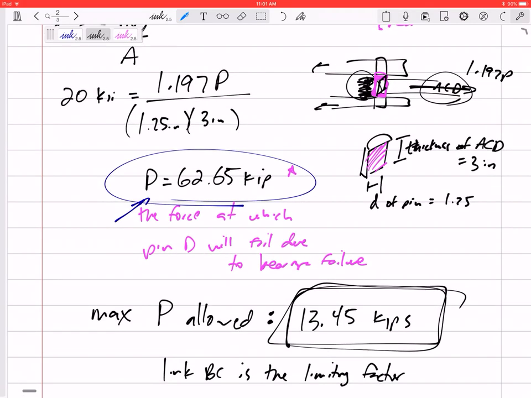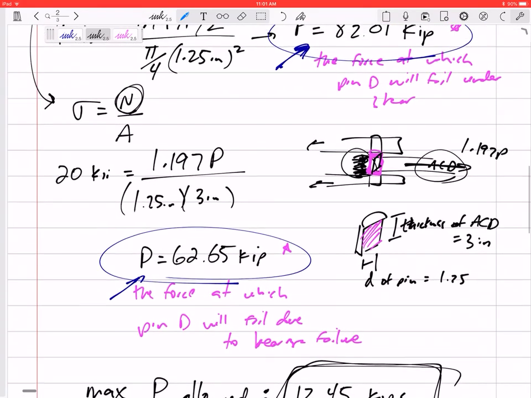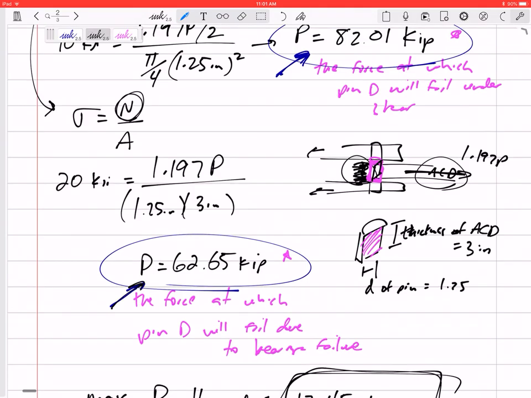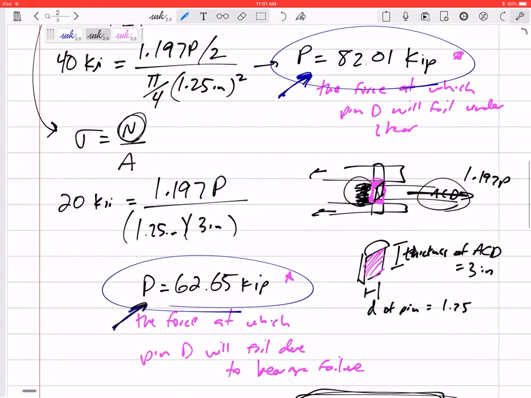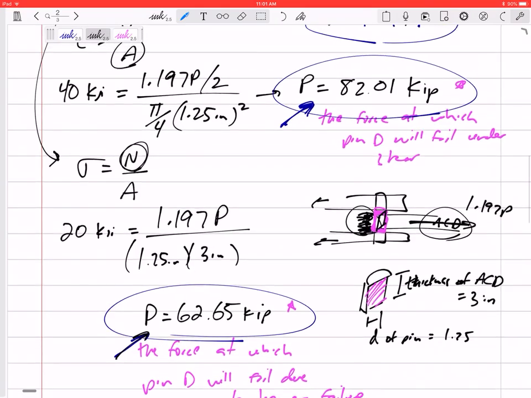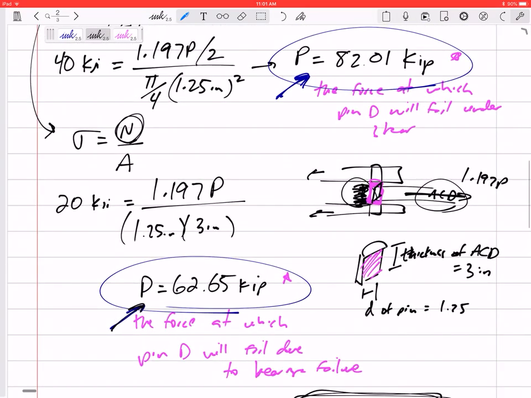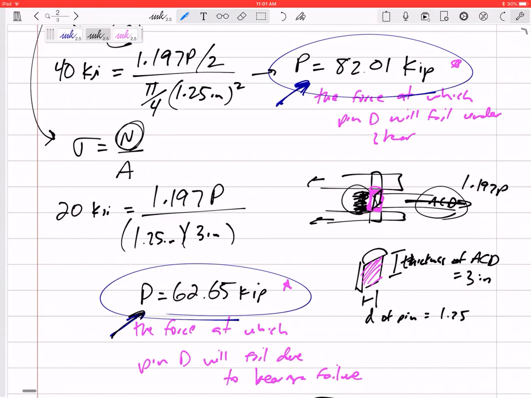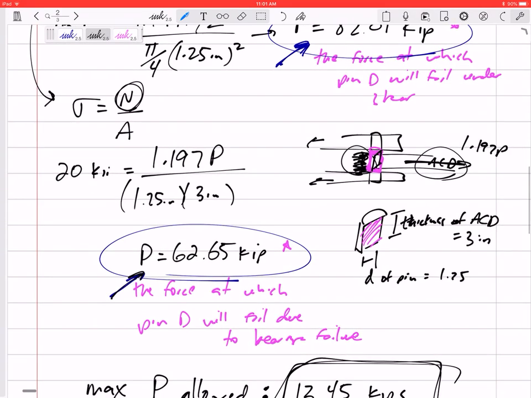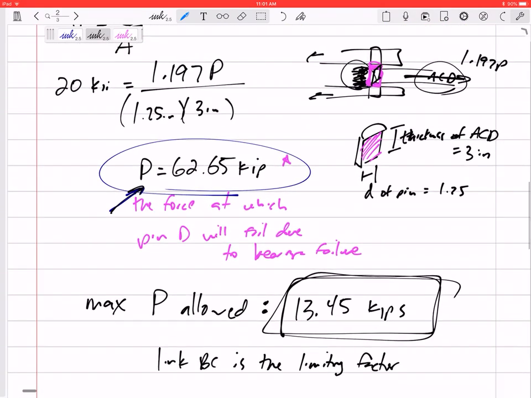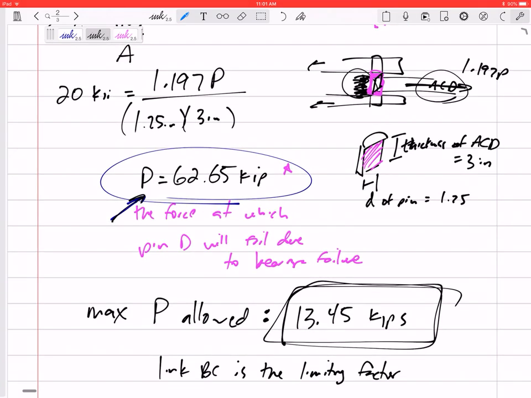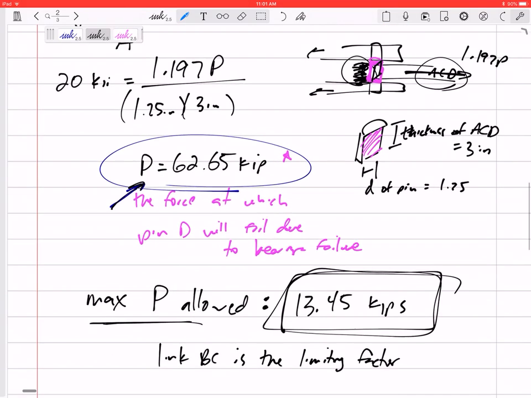For these problems, I'm going to want you to show all your work. You've got to show and calculate correctly what force the pin will fail, what force the link will fail, and if I tell you something or ask about bearing failure, you've got to calculate the force at which bearing failure will occur. Choose the minimum, and that is your maximum force allowed.